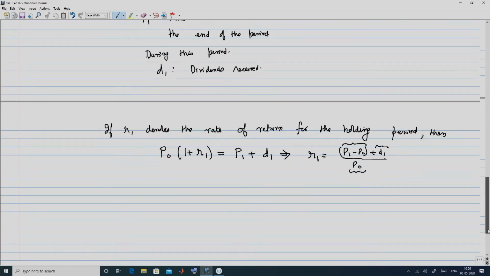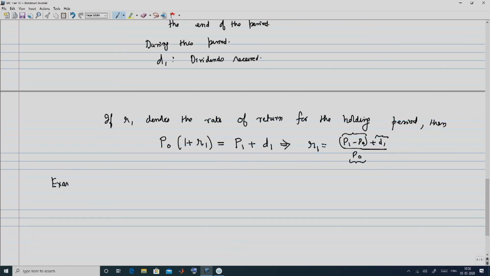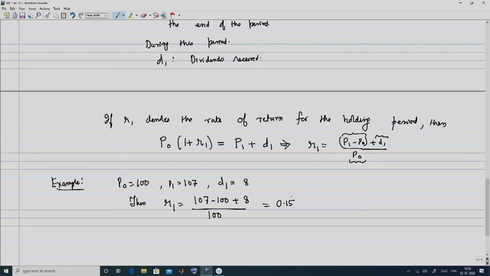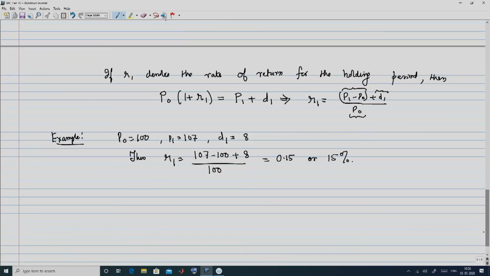So, just a very straightforward example: if you have purchased the stock for 100 and at the end of 1 year you sell it for 107, and during this 1 year period you have received a dividend of 8, then the return is going to be P1 minus P naught, so that is 107 minus 100 plus the dividend, which is 8, divided by the original amount of 100, which is equal to 0.15, or if you multiply it with 100, this becomes equal to 15%. Okay, so we have now talked about the return for a stock.